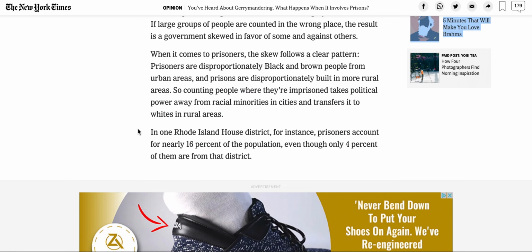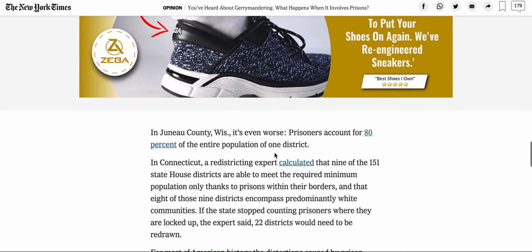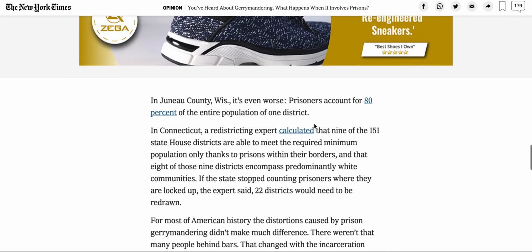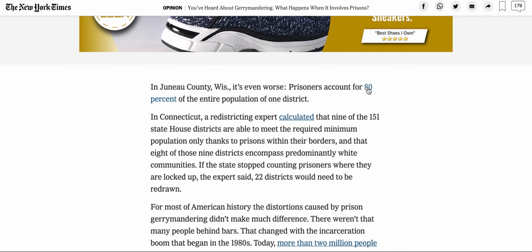And then we back it up with some very specific examples. This one, Rhode Island House District. Here's another one in Juneau County, Wisconsin. Again, they're linking to outside sources. They're not spending a lot of time going over all of their research that they've done for this. They link to it so that people can access it if they want to, but they're not spending a lot of their word count going over it.